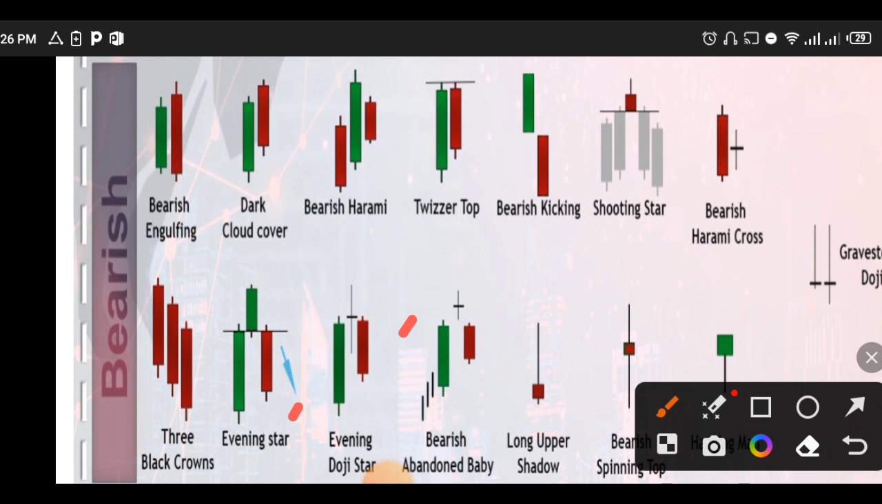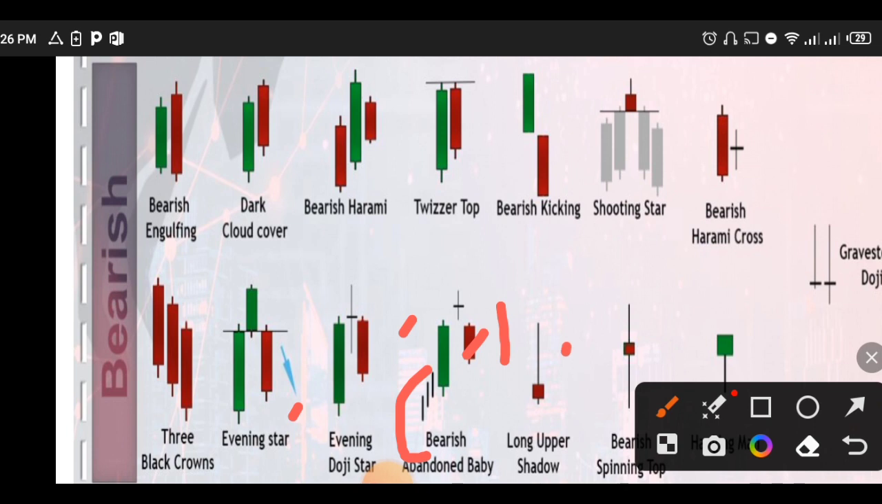We have the bearish abandoned baby. These are the babies. Then after this, we have the main bearish candle dropping. Then we have the long upper shadow.